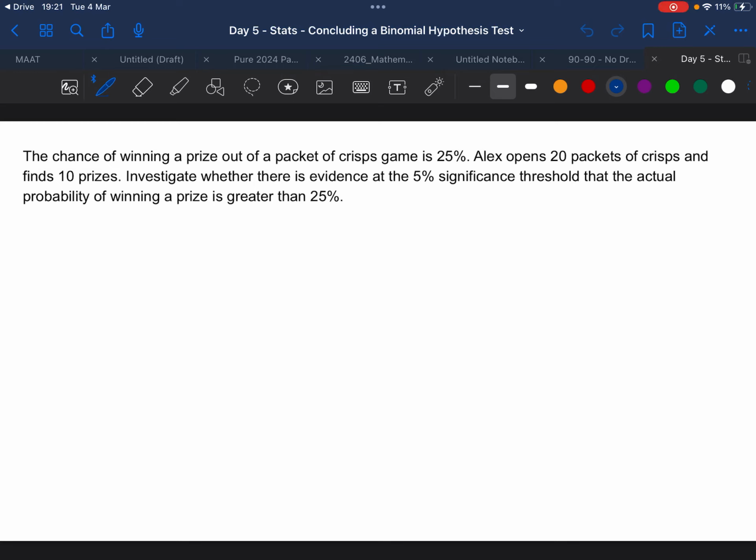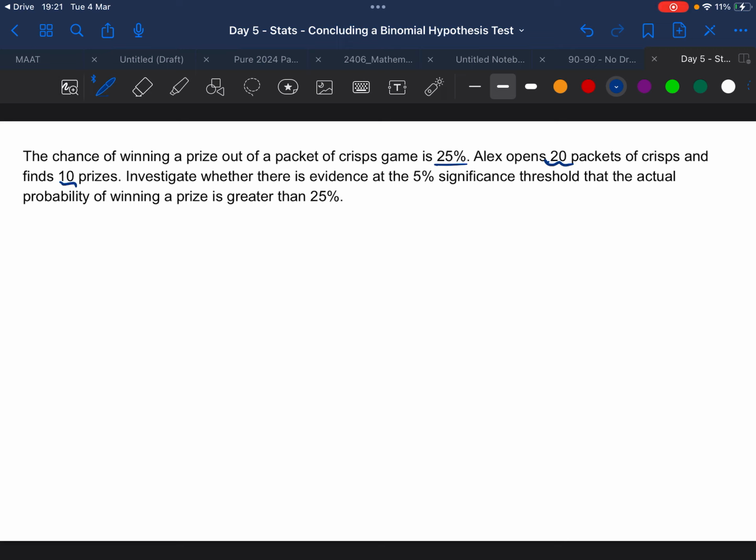In this one, we're going to talk about how to do a great conclusion for a binomial hypothesis test. So we've got a question, let's give it a read. It says the chance of winning a prize out of a packet of crisps, a game, is 25%. Alex opens 20 packets of crisps and finds 10 prizes. So what are we thinking here?